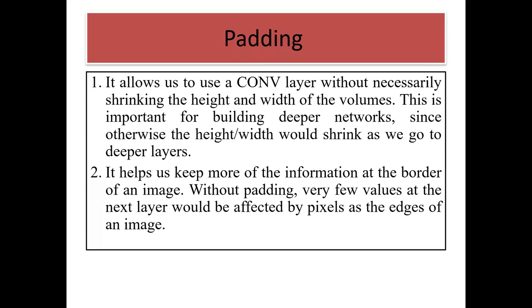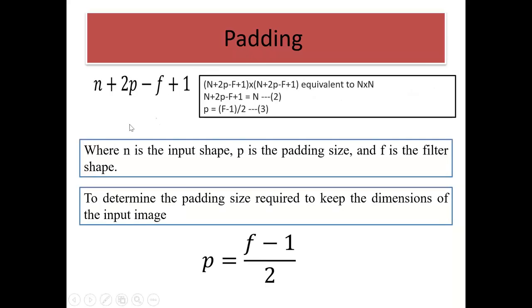Every time the boundary is lost. Padding helps us keep more of the information at the border of the image. Without padding, very few values in the next layer would be affected by pixels at the edge of an image. So the summary is that we are going to protect the boundary. We are not going to shrink the image information.